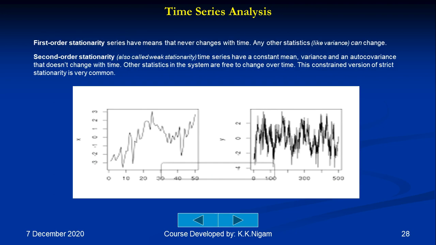First order stationary series have means that never change with time. Any other statistics, like variance, can change. Second order stationarity, also called weak stationarity, means time series have a constant mean, variance and autocovariance that don't change with time. Other statistics in the system are free to change over time. This constrained version of strict stationarity is very, very common.